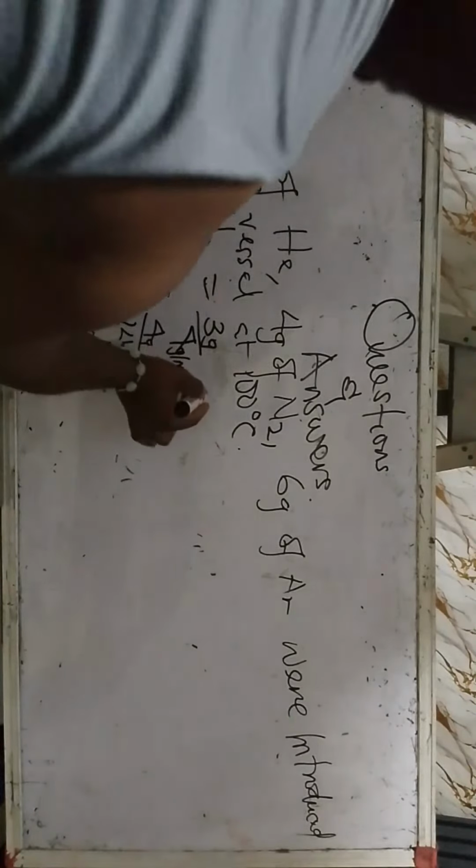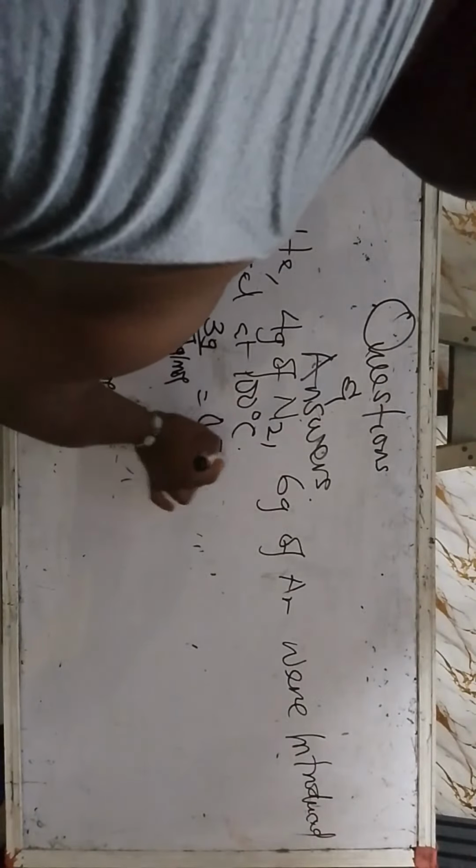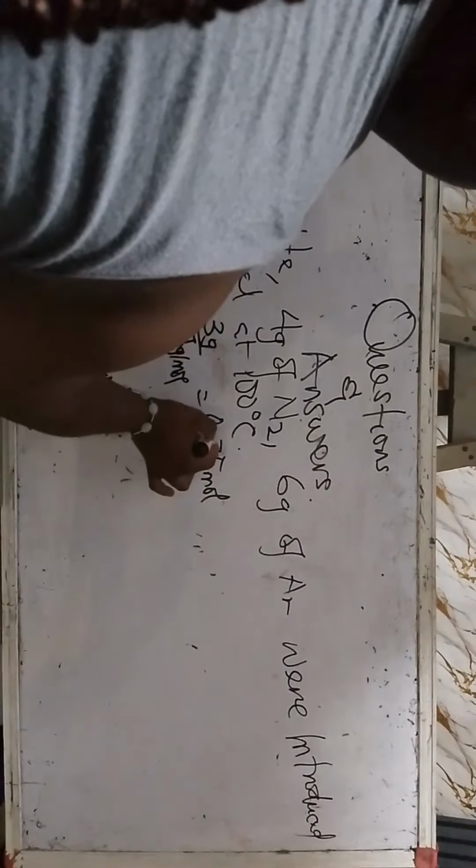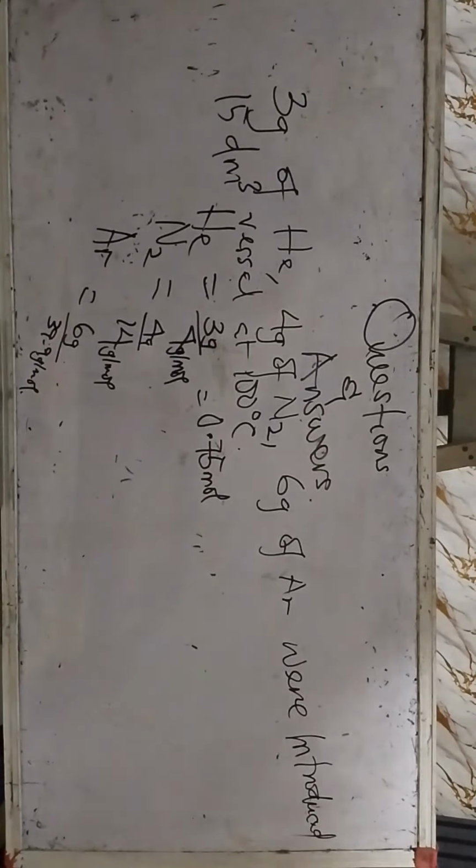So I'm going through the comment section to get your answer now. What do you have for helium number of moles? 3/4 will give you what? 0.75. So for helium, 0.75 mole. Then for nitrogen, 4/14.